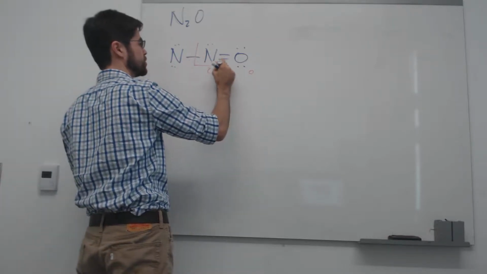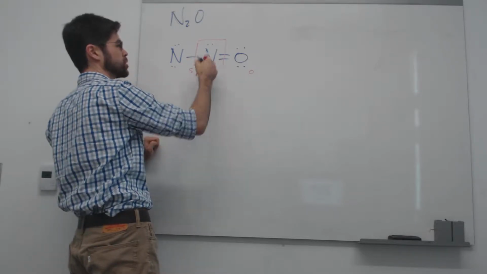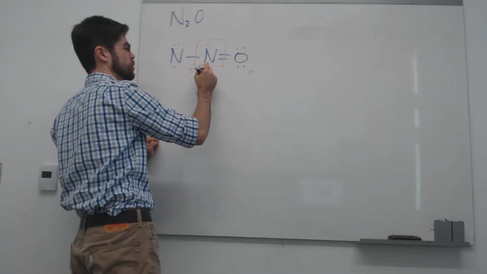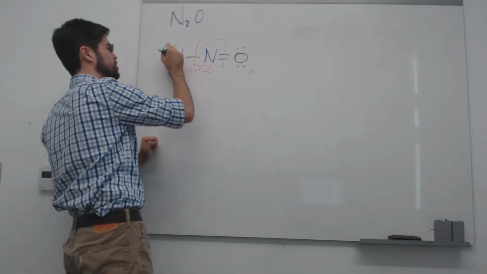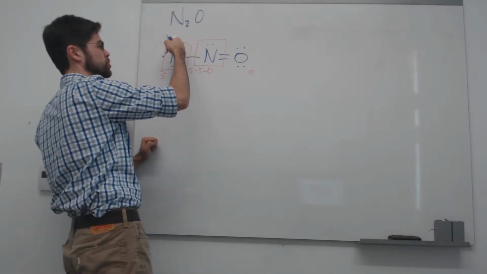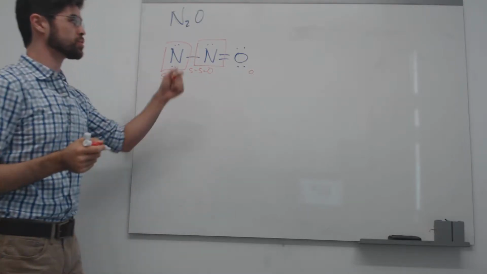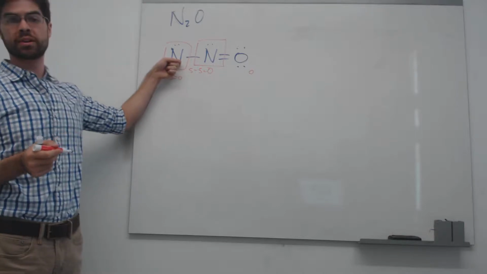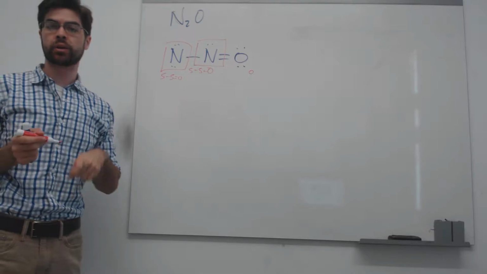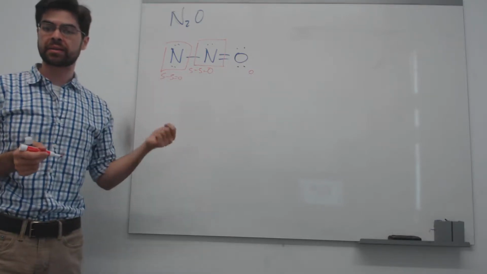There's a couple ways you can do this. You can do the box method. Nitrogen normally has 5 valence electrons, and right here it has 1, 2, 3, 4, 5 electrons around it, so it has a net 0 formal charge. The same goes for this one. The problem with this structure is that this nitrogen has only 6 electrons in its valence shell as it's drawn, and so it's violating the octet rule.